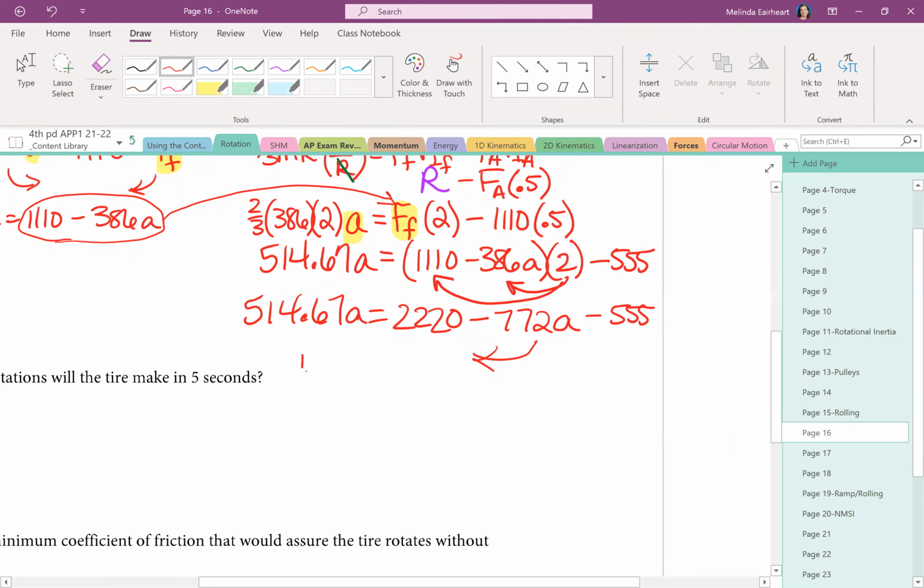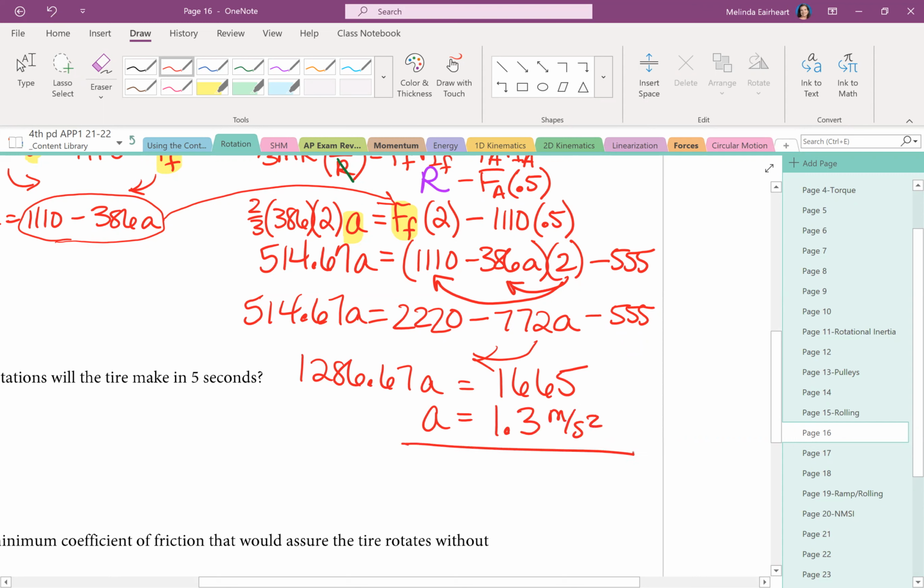And so combining like terms, I get 1286.67a, and then 2,220 minus 555. I get 1665 there. And so final answer for acceleration, I get about 1.3. Now I just underlined it, but it's actually not our final answer. They didn't ask for acceleration. We've got to now go do a little bit of kinematics. Question?